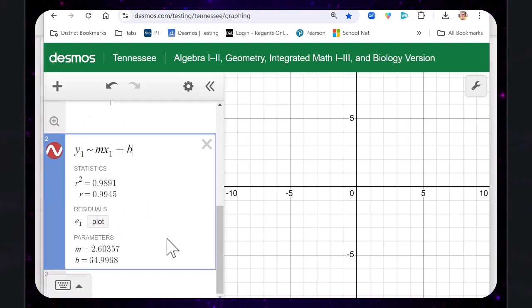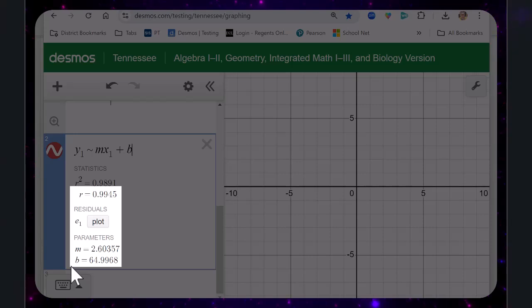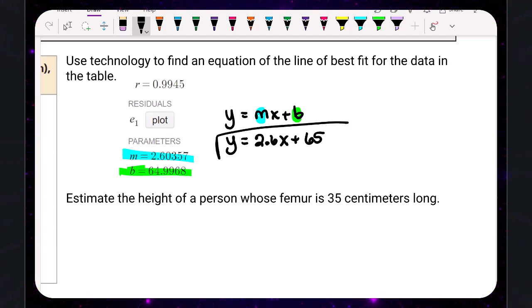So here's what we're going to do. I'm going to take a little screenshot of this. We only care about R, which is our correlation coefficient, and then M and B. All right, this is what we're looking for. We are looking for the slope and we are looking for the intercept to create a line of best fit. So on our line of best fit, I'm going to round the slope to 1 decimal place, 2.6x, and then we're going to round this to the nearest whole number, which is 65.